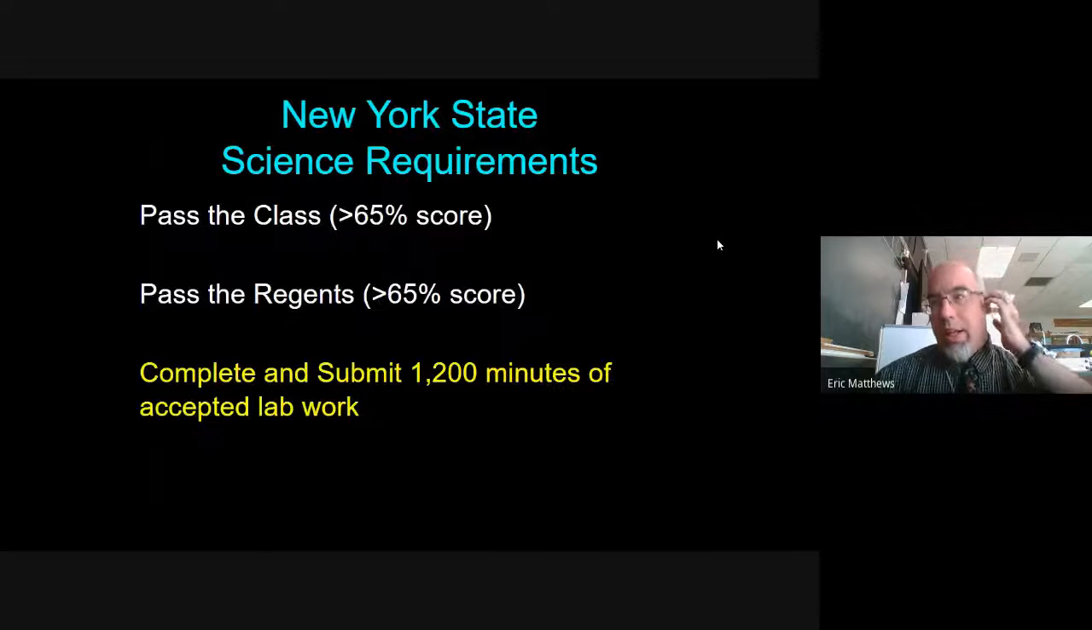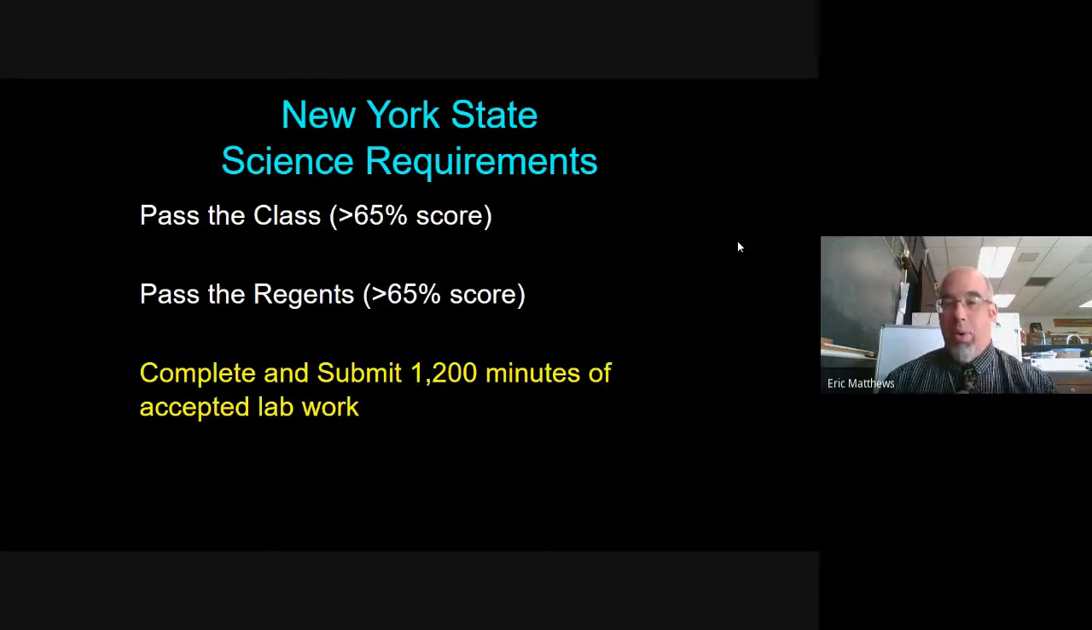Well, first of all, we've got to make sure that we're meeting the state requirements. Passing the class, which means greater than 65, passing the Regents, greater than a 65. But this one that you see in yellow is the kicker. And this is the hard part that stops most people, because in order to even take the Regents, let alone pass the class, you must complete and submit 1,200 minutes of accepted lab work.